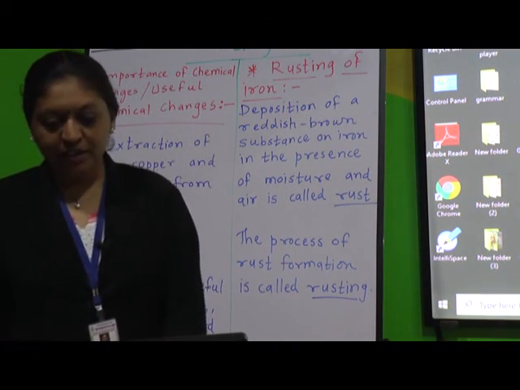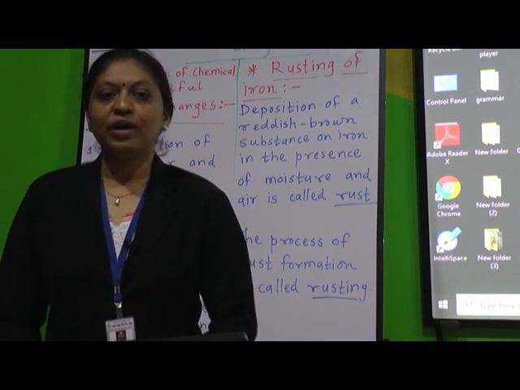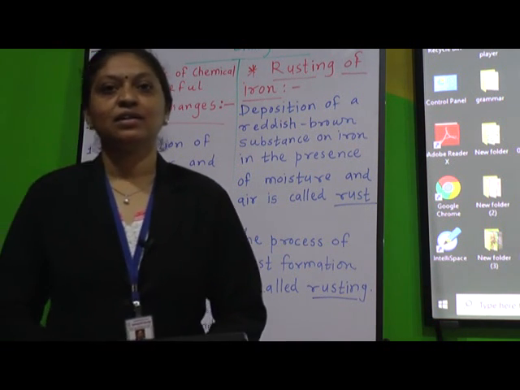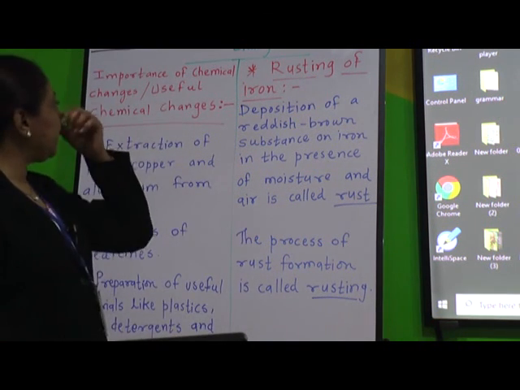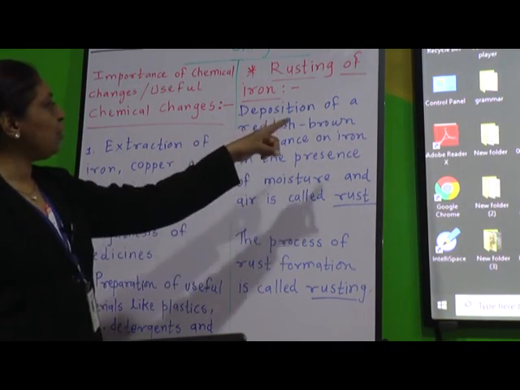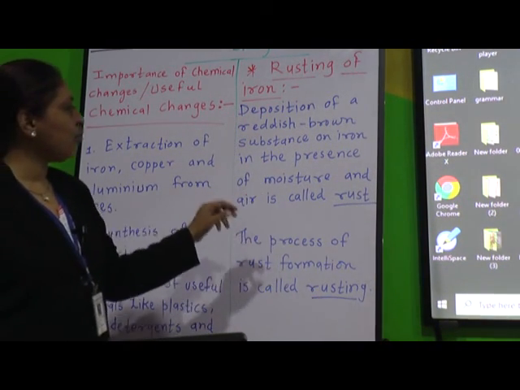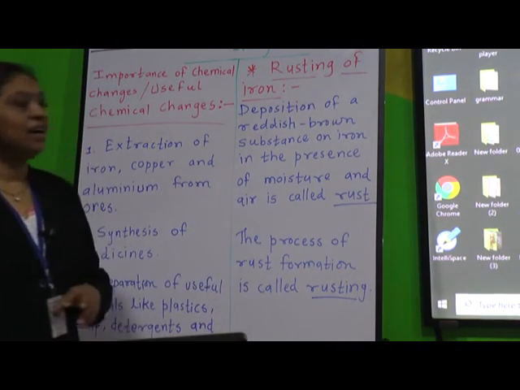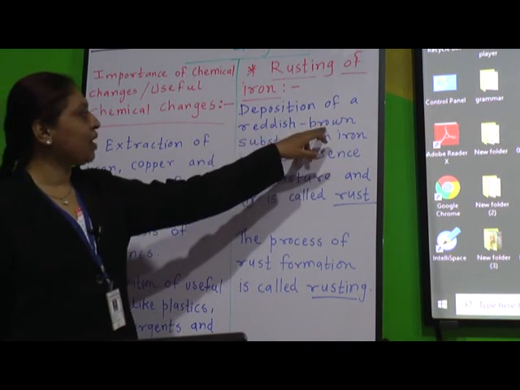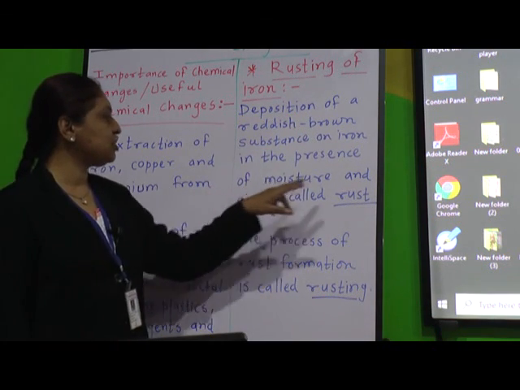So the next point is rusting of iron. First we will see the meaning of rusting of iron. Let us read it. The deposition of a reddish brown substance on iron in the presence of moisture and air is called rust. So what is rust here? A reddish brown substance on iron in the presence of moisture and air.